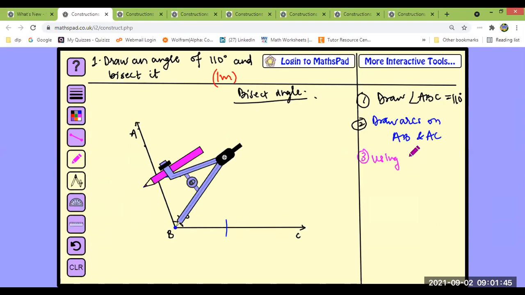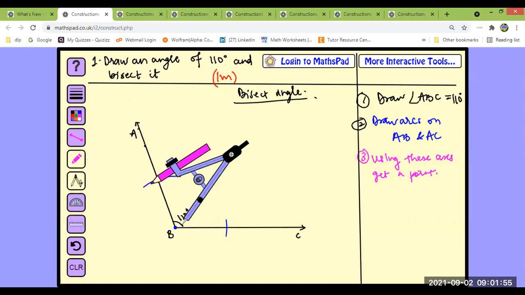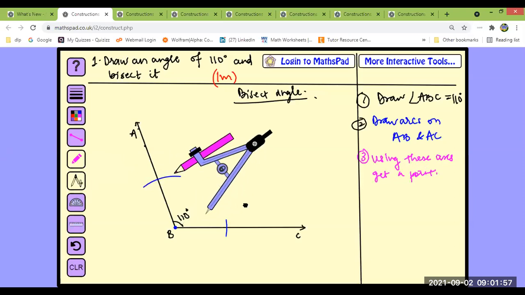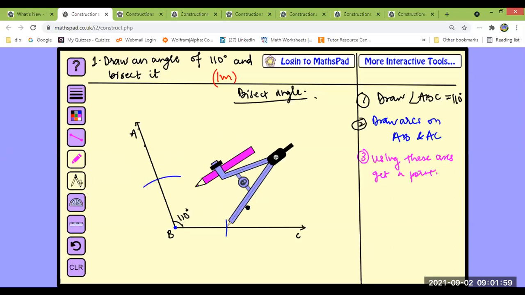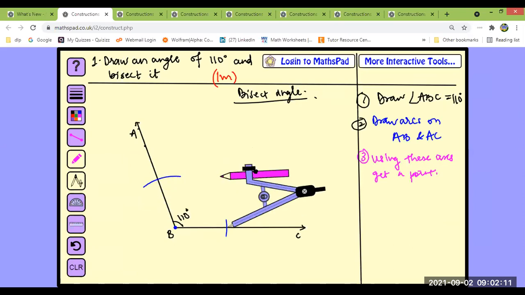Using these arcs, get a point. Okay, so what are we going to do now? We use this distance and place the steel point on the arc. So using these two arcs, now we are going to place the steel point on these two arcs and get one point. Okay, so here you will draw arcs like this over here.